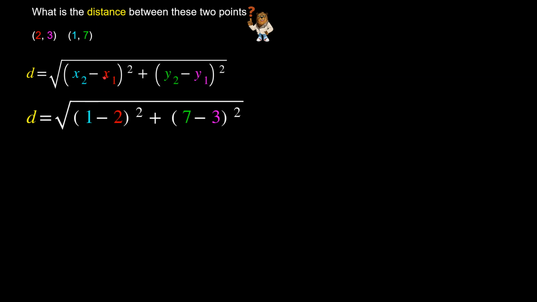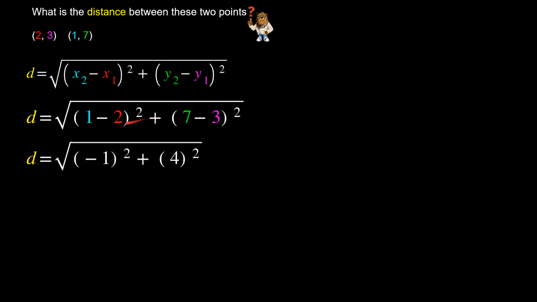Then we want the x-coordinate of the first point, which is 2, and we'd plug that in. Then we want the y-coordinate of the second point, which is 7, and we'd plug that in. And lastly, we get the y-coordinate of the first point, which was 3. Now we're ready to simplify.